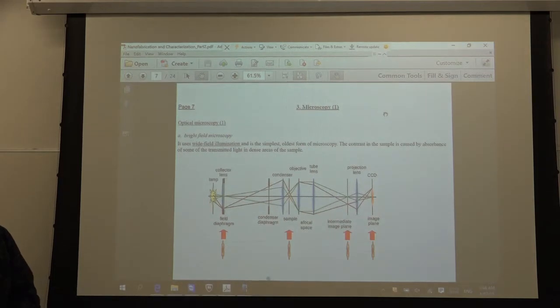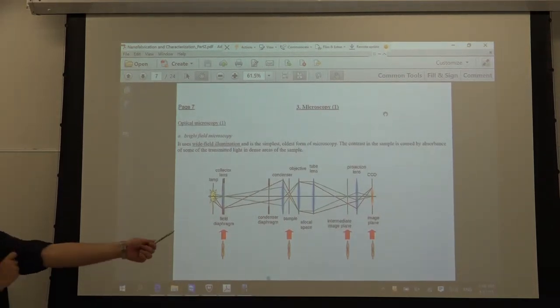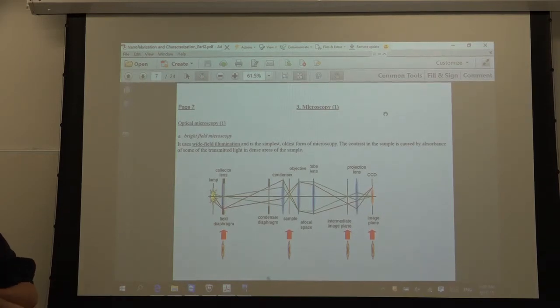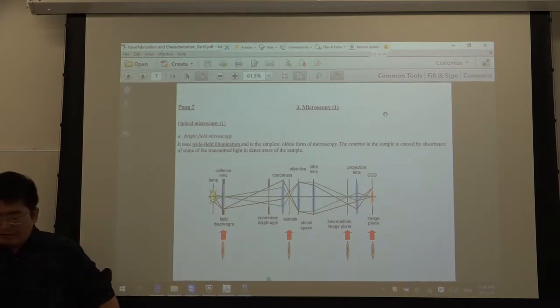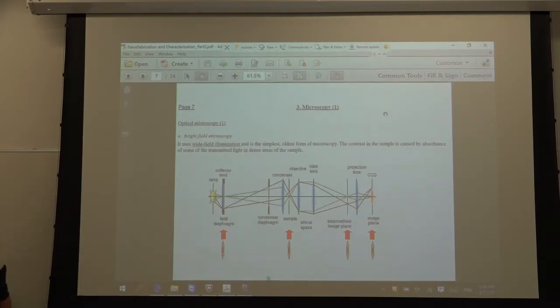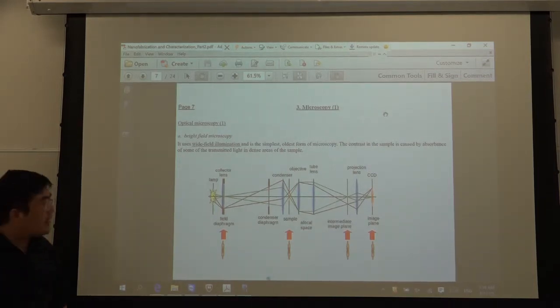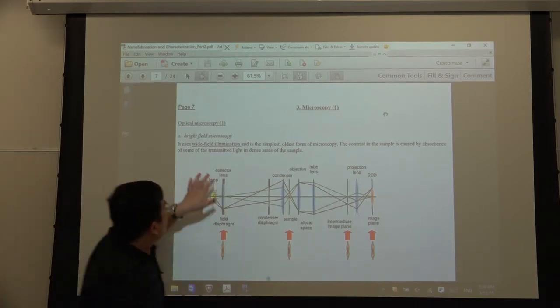So let me give some very important content in this lecture. I would like to talk about microscopy first. In microscopy, because this lecture is on nanophotonics, I will mainly focus on optical microscopy.